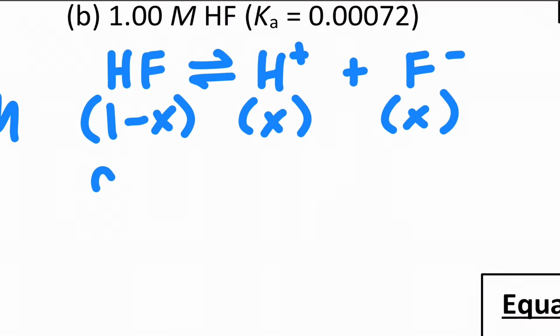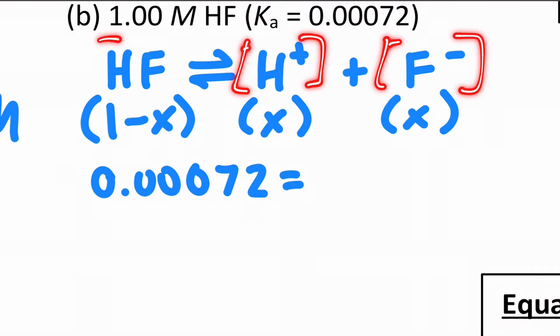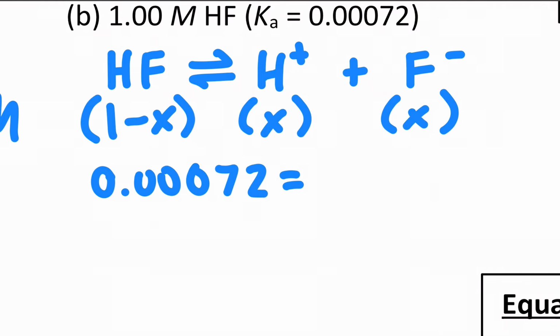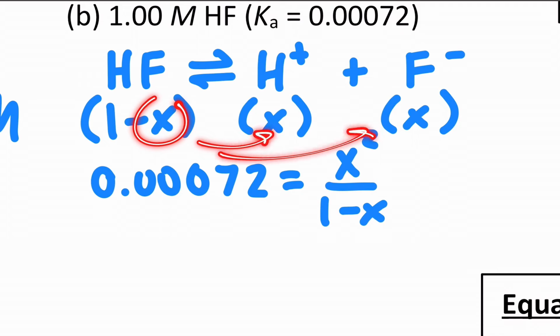So my K, 0.00072, is equal to the expression [H+][F-]/[HF], all to the first power. That's x squared divided by 1 minus x. Now K is small, so we can assume that however much of this 1 molar I lose to make these respective species, it's potentially negligible compared to the initial molarity.